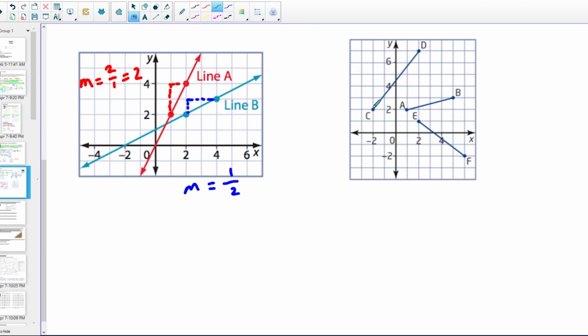For our examples here, going from C to D, we're moving up 5 units, and then we're moving 4 to the right, so our slope will be 5 over 4. For the second example here, from A to B rather, we're going up 1 and then 4 to the right. So our slope is 1 over 4. And last but not least, for E to F, we're going down 3 and then we're moving 4 to the right. So negative 3 over 4 is our slope.